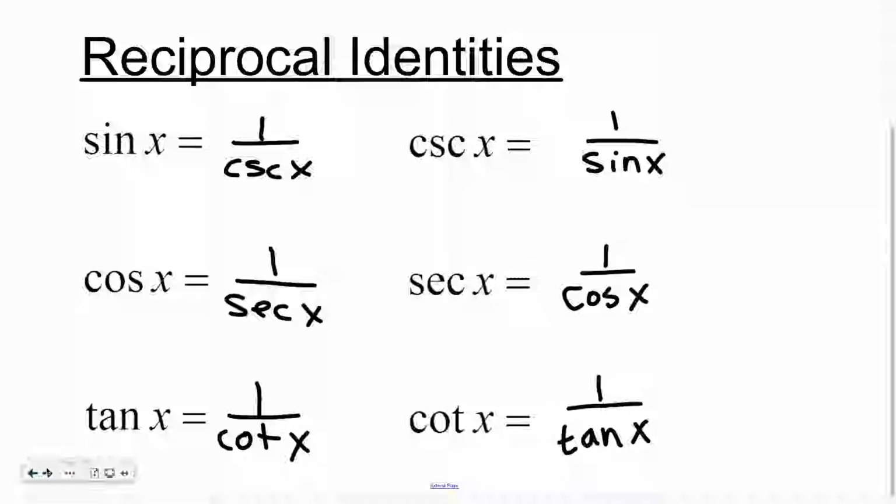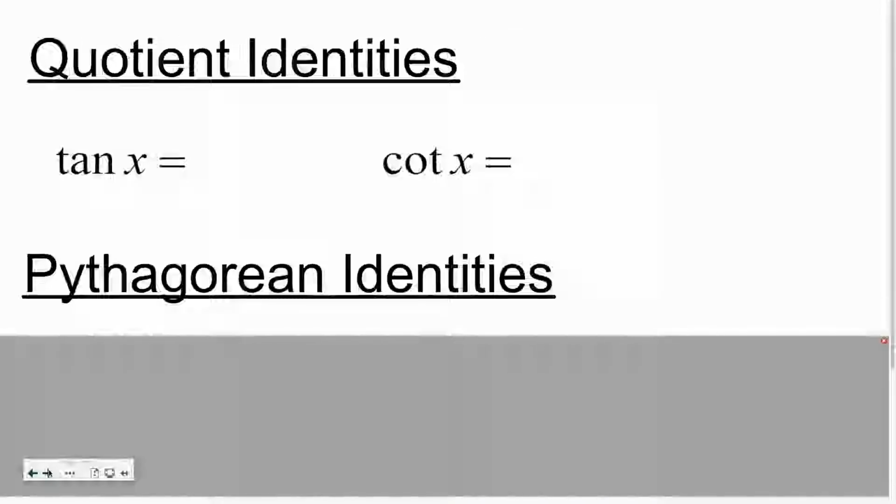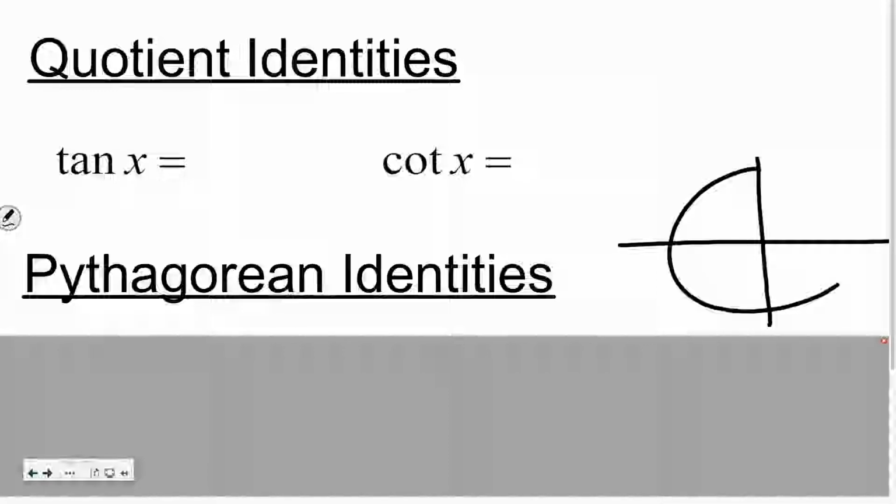All right. Next up are quotient identities. And there's only 2 quotient identities. There's one for tangent and one for cotangent. I saw some people on the chapter 4 no calculator part of their test using the quotient identities. That may be because they looked in the book or looked online for some extra help when they were working on tangents. And I'm going to give us a visual here that I'll use again for my Pythagorean identities.